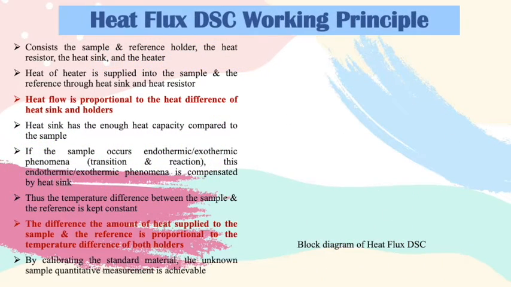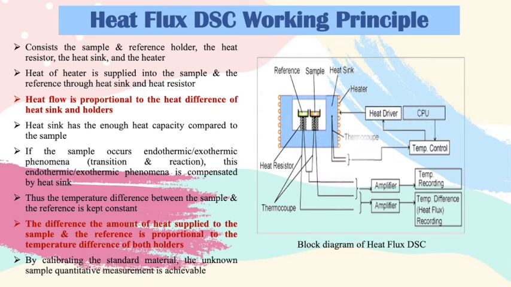I will explain the heat flux DSC working principle because it is easier to understand. Heat flux DSC consists of the sample and reference holder, the heat resistor, the heat sink, and the heater. Heat from the heater is supplied to the sample and the reference through the heat sink and heat resistor. Heat flow is proportional to the temperature difference between the heat sink and the holders. The heat sink has enough heat capacity compared to the sample.